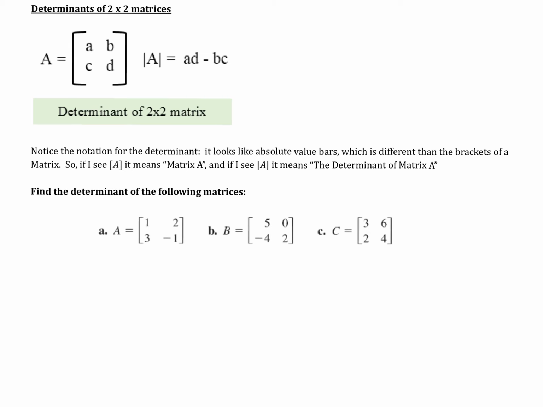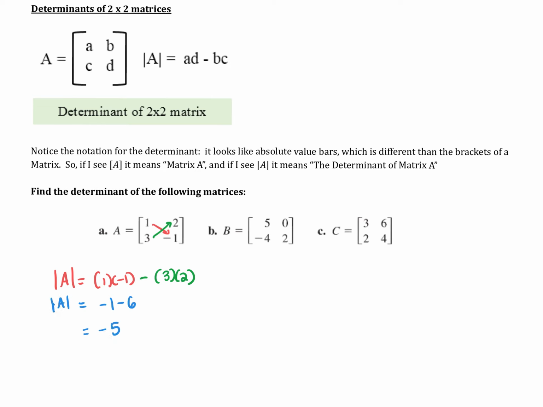To find the determinant of a 2 by 2 matrix, if I want to find the determinant of matrix A, I'm going to take A times D, which is 1 times negative 1, and I'm going to subtract B times C, which is 3 times 2. What I get is negative 1 minus 6, which is negative 5.